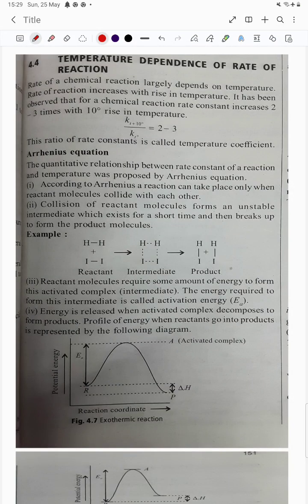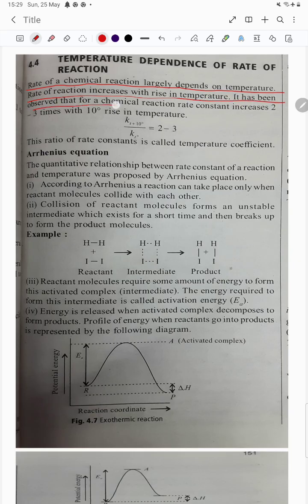Hello students, let's try to understand temperature dependence of rate of reaction, that is, how temperature influences the rate of reaction. So let us try to understand. The rate of a chemical reaction largely depends on temperature. The rate of reaction increases with a rise in temperature.